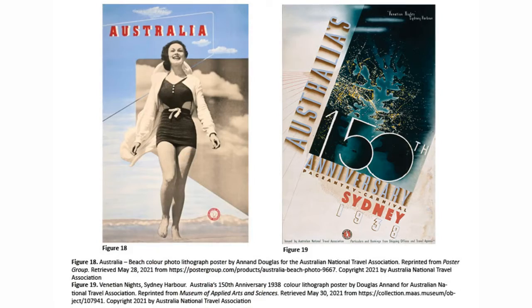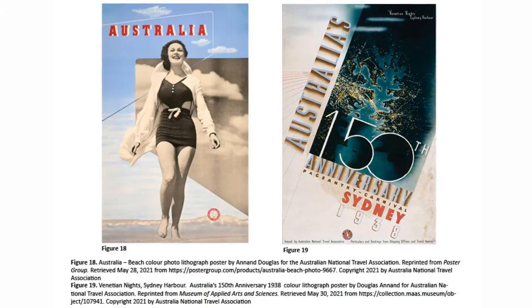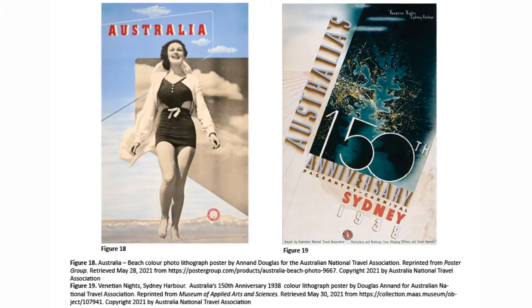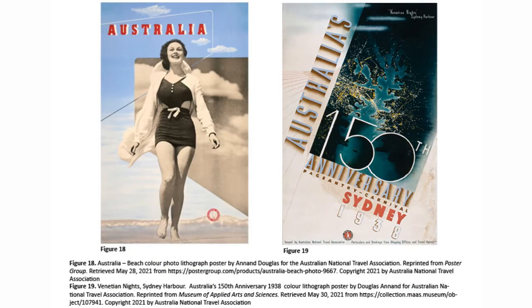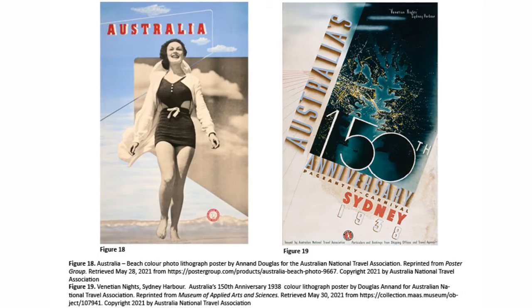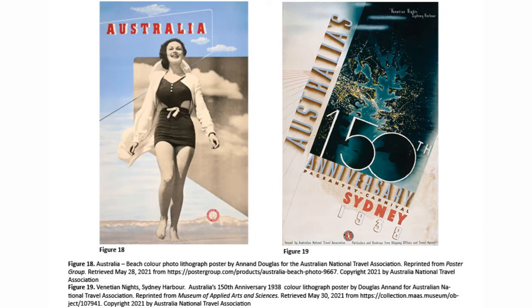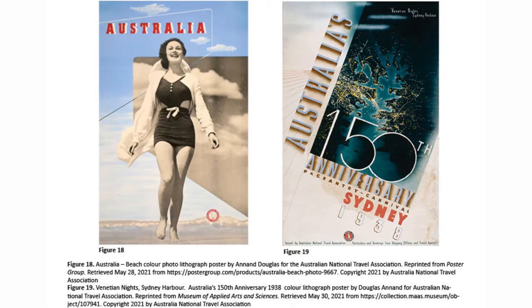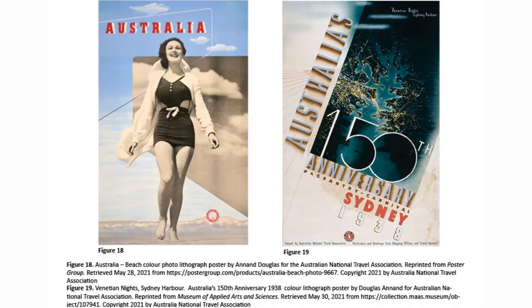Anand was innovative, using modern materials, technologies, and design processes in his work. His posters have a sophisticated, universal quality of modernism, identifying as they do with contemporary international poster design. They were still uniquely Australian, though, featuring idealised imagery.